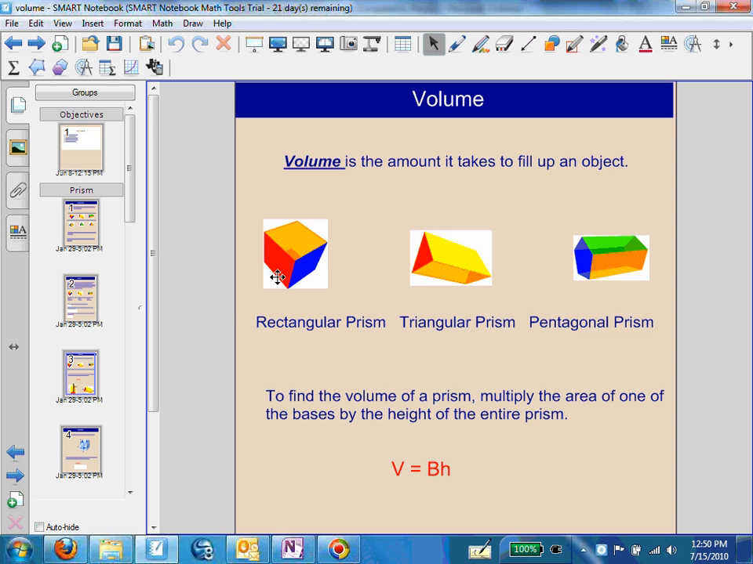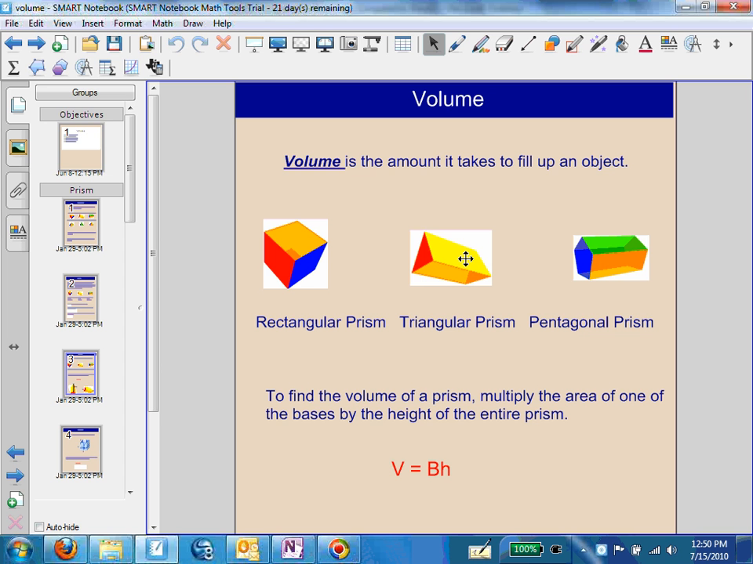So again, here are a couple of examples. We have prisms to start off with. A rectangular prism has all sides as rectangles. A triangular prism has all sides as rectangles except the two bases are triangles. A pentagonal prism has all sides as rectangles, and then the two bases are pentagons. So again, we need to know that bases are the two sides that are parallel to each other and have the same shape and same area.